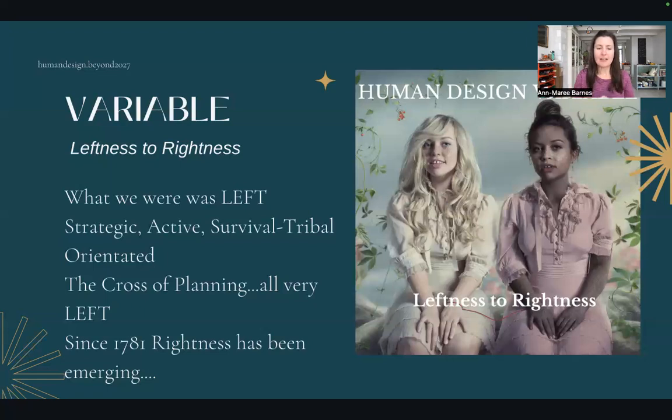Since 1781, rightness has been starting to grow and move through our vehicles, and we're moving into an era of rightness. This is culminating really beautifully with the shift into the Cross of the Sleeping Phoenix, which is happening in 2027, and a whole series of events are going to be happening around that. That's also where we're moving into this rightness as we leave the Cross of Planning, which was very, very left. So it's an interesting extra layer that provides this beautiful storyline that runs underneath the Human Design system, that I see and love about it.